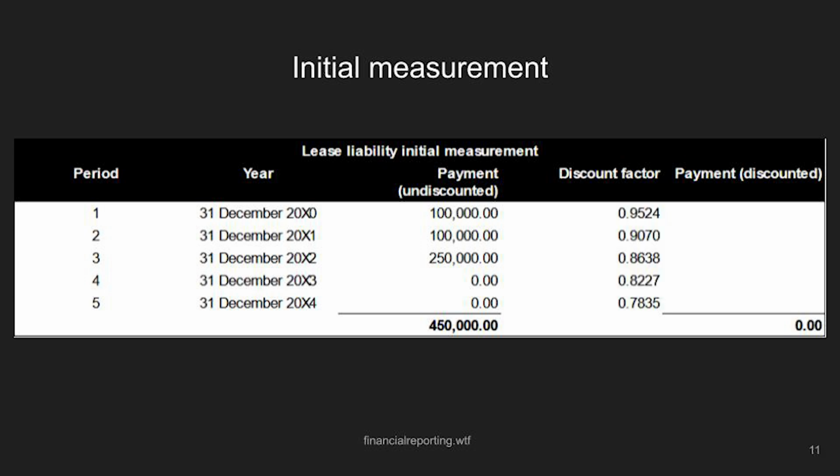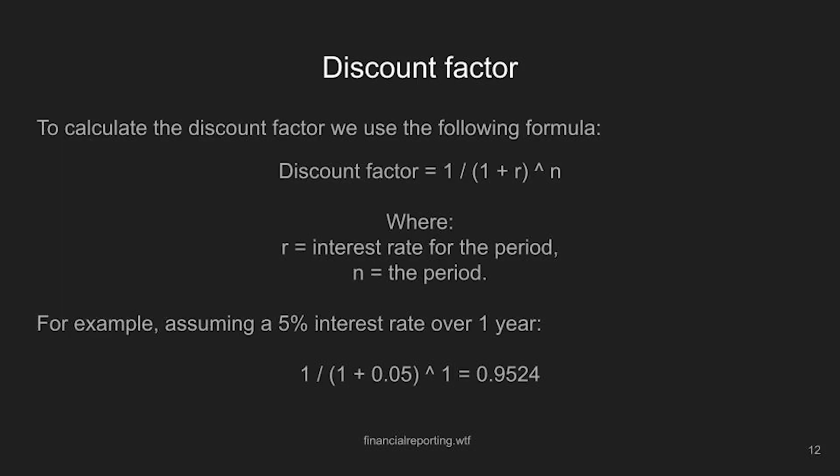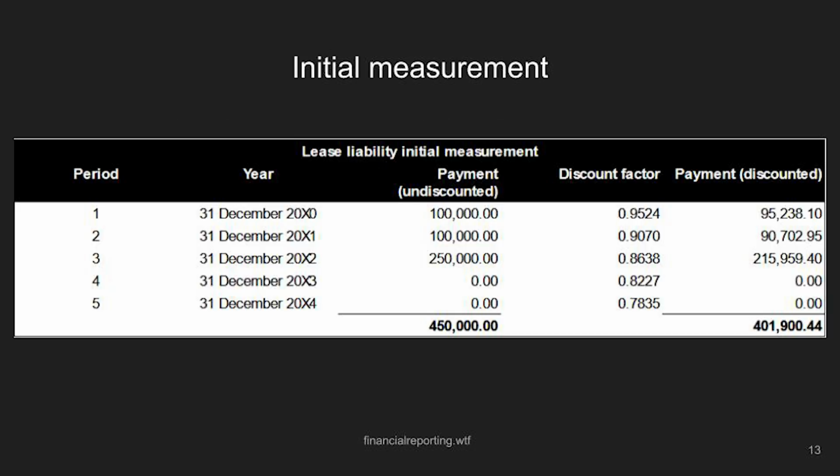We can then calculate our discount factor for each period. This slide has been included for reference. Please pause to read if you need to, otherwise check out the video on simple leases for more detail. And we can then multiply these through to determine our discounted payments and total them to arrive at our lease liability. Let's look at the right-of-use asset now.